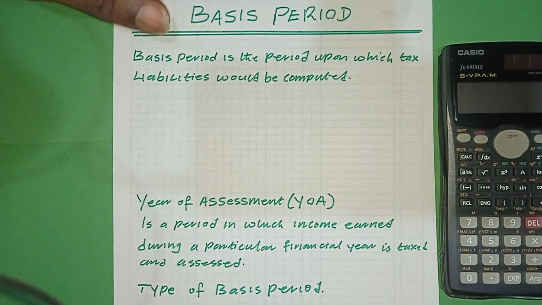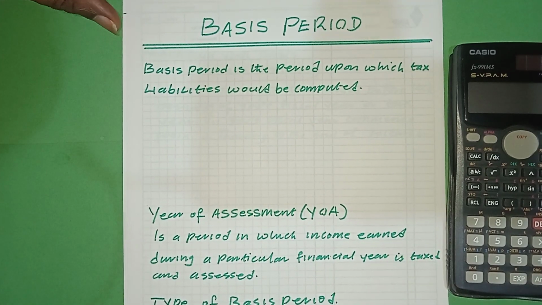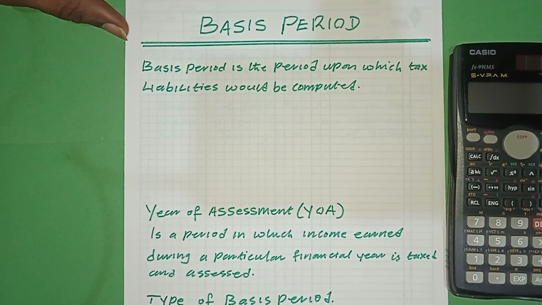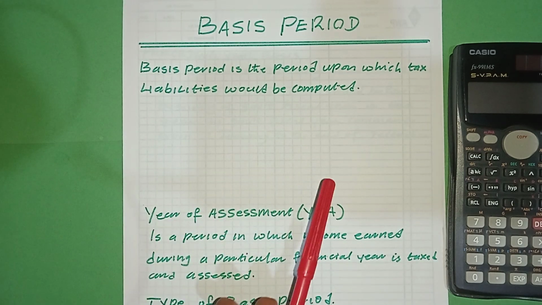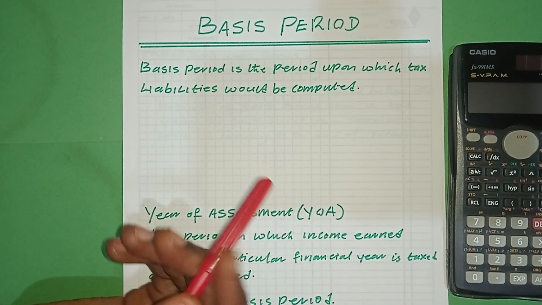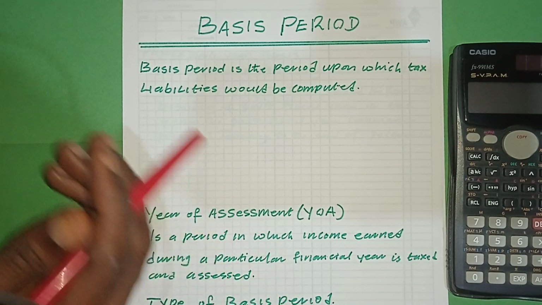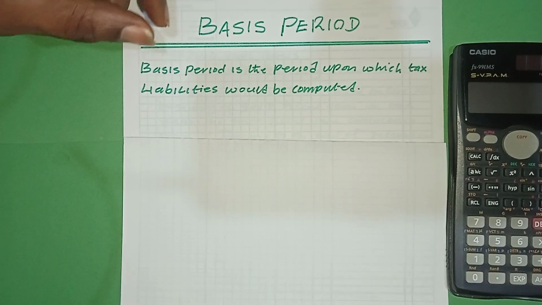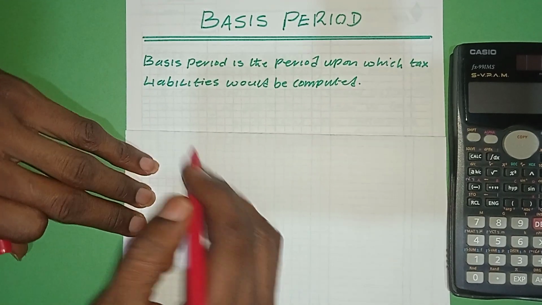Now, what is basis period? Let us start from there. Because I said I'm going to take it from scratch, I'm taking it gradually. Basis period is the period upon which tax liability would be computed. You might be asking, how does basis period look like? You might have something like this.